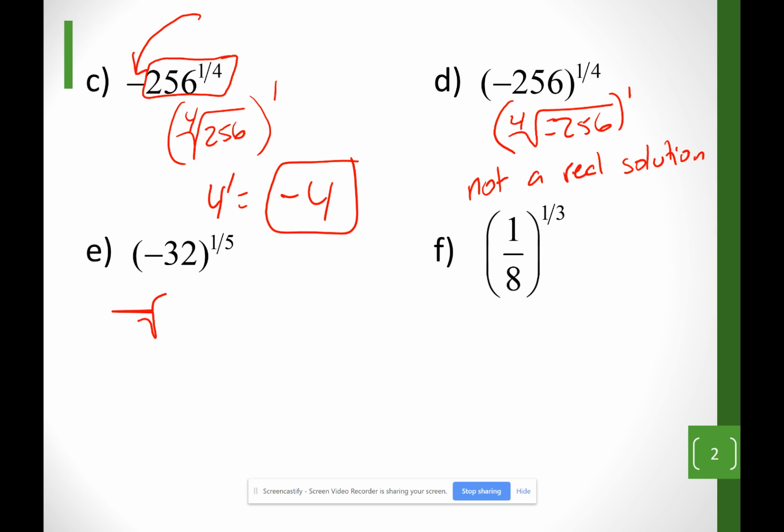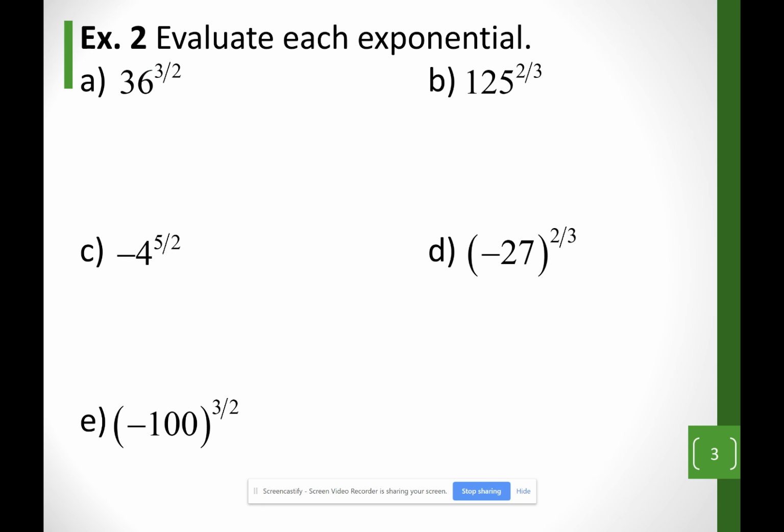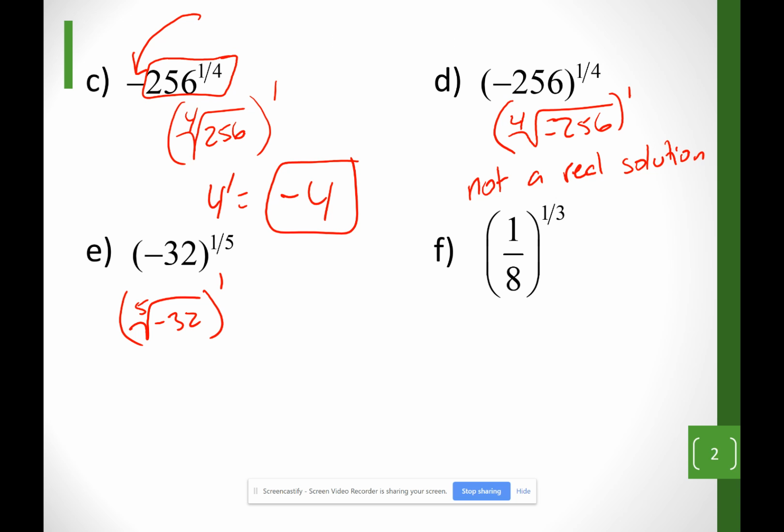Here I have the 5th root of -32 to the 1. The 5th root of -32, that's a -2. I have -2 to the 1, better known as -2.